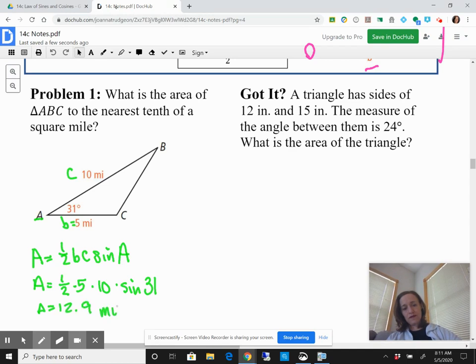You can do miles squared or square miles, however you want. Area is a square dimension. Why don't you pause it, do the other problem, and then we can check back and see how it went.